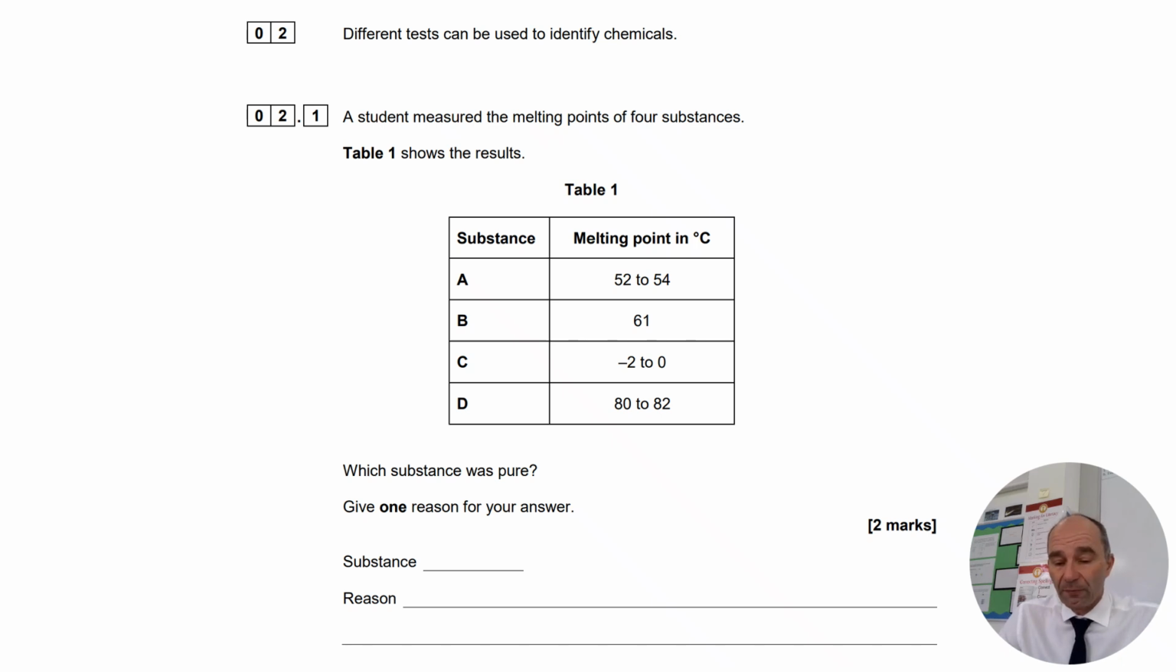a pure substance. Now, if you look at A, C, and D, they all give a range of values, which tells you that the substance is not pure. The only substance that gives an exact value is B, which means that it is pure. And the reason is because it has a specific melting point.